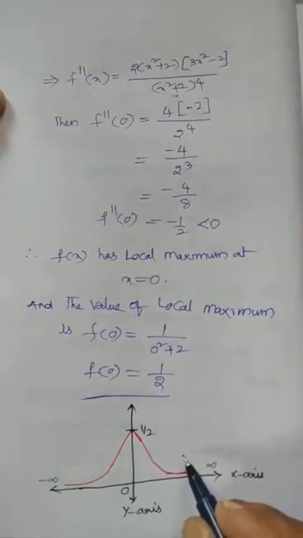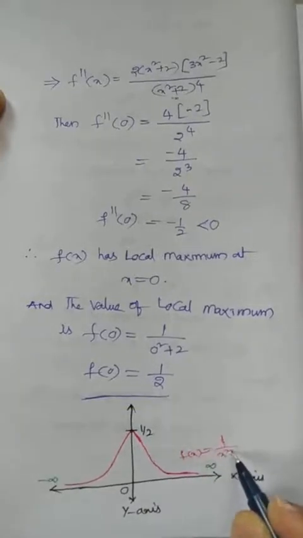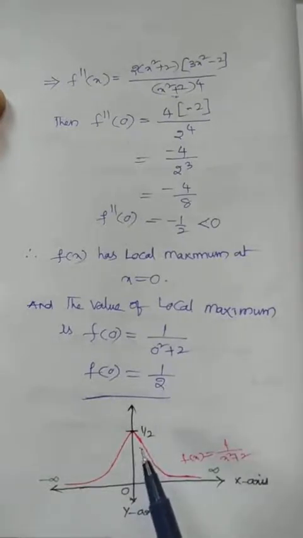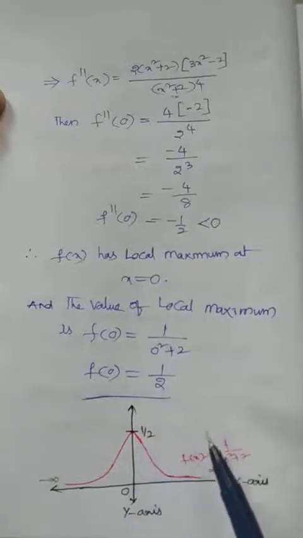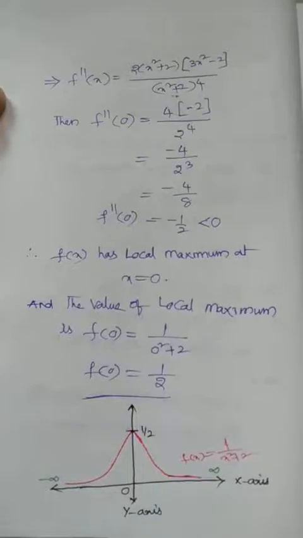This is the graph of f of x is equals to 1 by x square plus 2. So how is it representing here? It attains the maximum value f of x is equals to 1 by 2 at x is equals to 0. So this is the maximum value we got. For the minimum value, it is approaching to infinite on one side and to minus infinite on the other. So the minimum value does not exist for the given function.